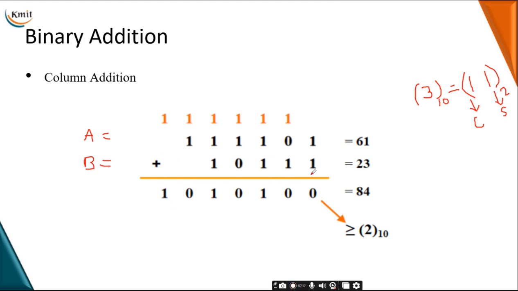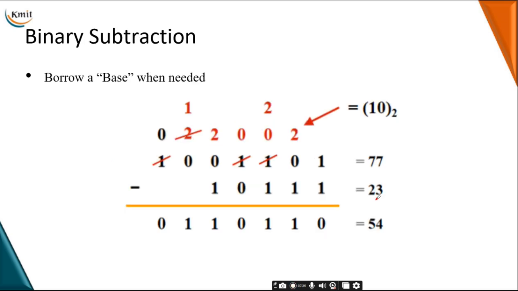So this is the addition of the given two numbers, where the decimal equivalents are 61 and 23, which is equal to 84. 1010100 is the decimal equivalent of your 84.